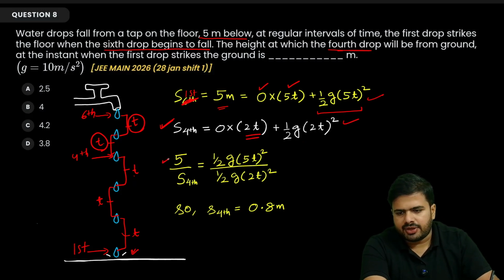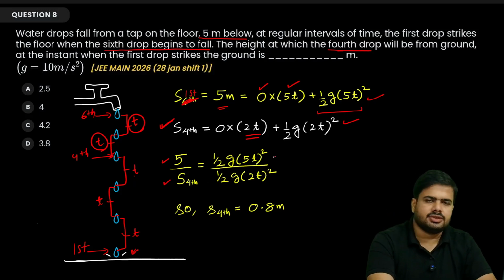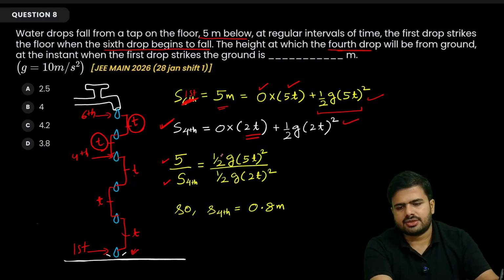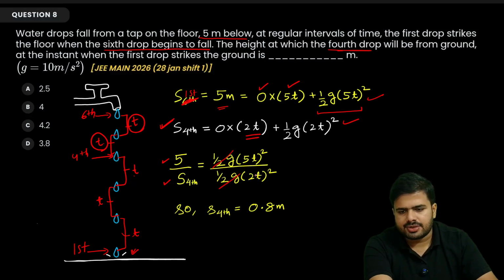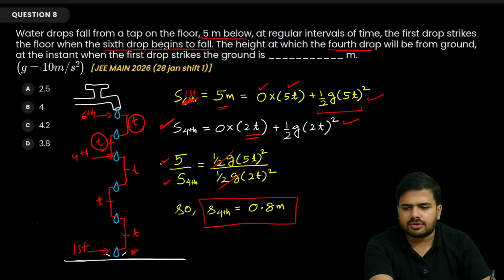The first drop has traveled 5 meter and the fourth drop has traveled S4. Here these two terms are 0, so half into g into (5t) square, and half g into (2t) square. So half g gets cancelled and t square also gets cancelled. We get 25 by 4, and rearranging that, we get S4 as 0.8 meter. So the distance traveled by the fourth drop from the top is 0.8 meter.